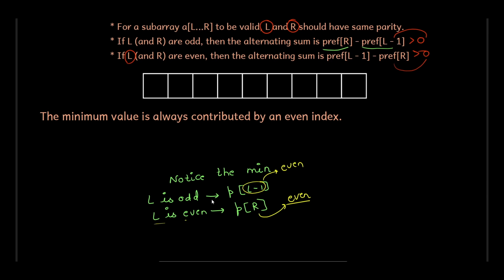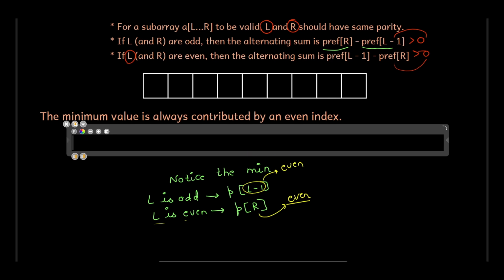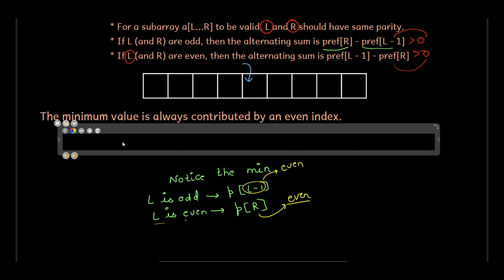And the maximum value, of course, will come from an odd index because L minus 1 and R have different parity. So if you be smart about it, and define your DP definition in a different fashion. Our previous DP definition was: what is the number of subarrays that end at this location? But this time we'll be a bit sneaky, and we'll do something like this. Define DP of I to be the number of subarrays where A of I acts as the minimum element.